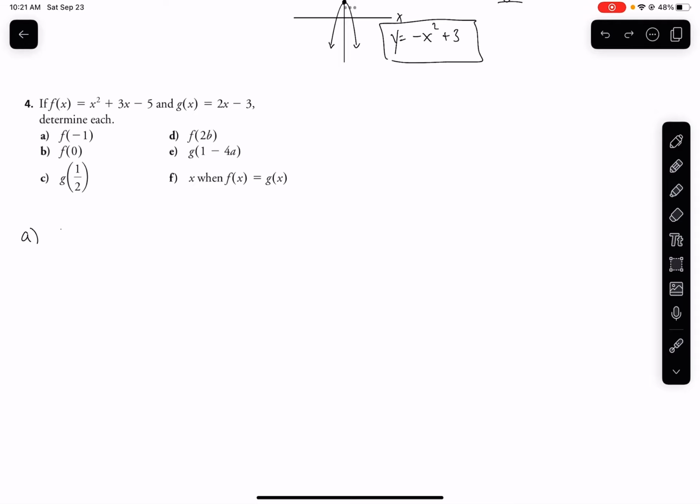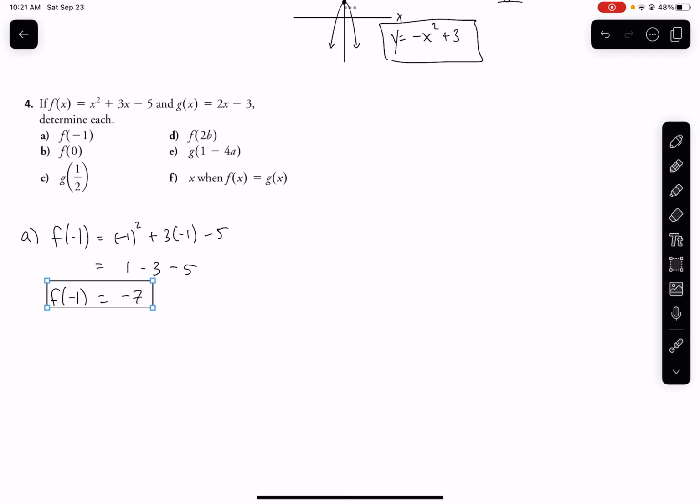notation. So for a, they're asking us to evaluate the f function, f of x, when x is equal to -1. So we're going to substitute, -1 squared plus 3 times -1 minus 5. Okay, and we're going to see 1 minus 3 minus 5 should be -3 take away 5 would be -8, and then plus 1 would be -7. And that would be the evaluation when x is equal to -1.